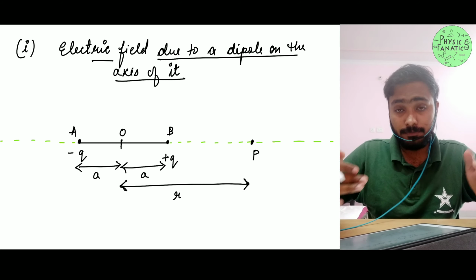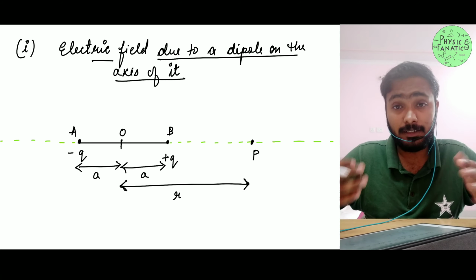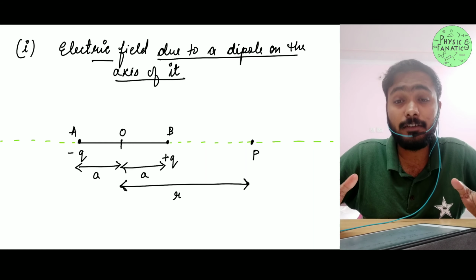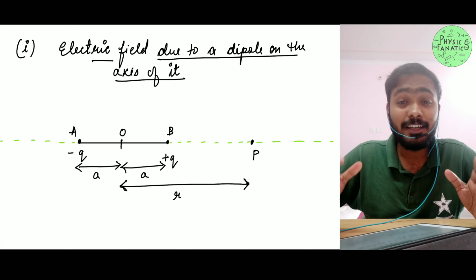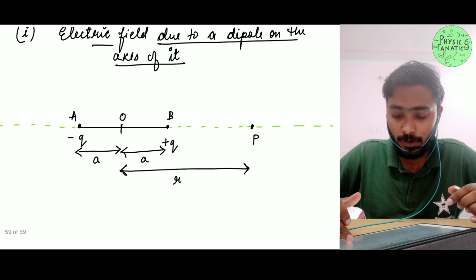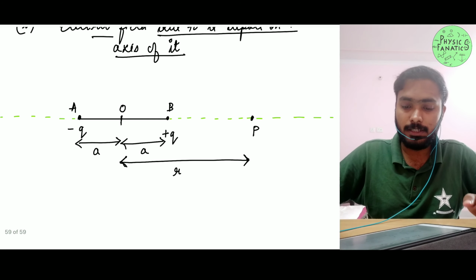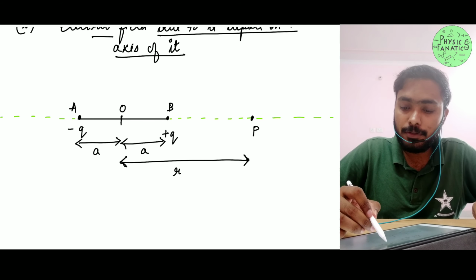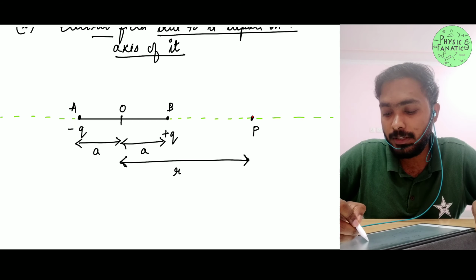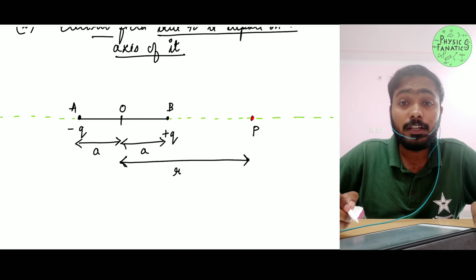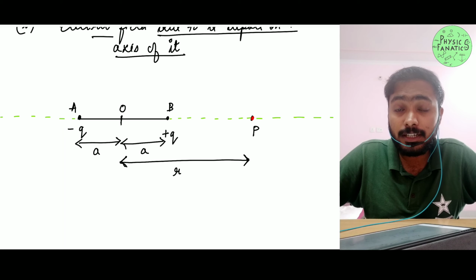Now from here on it will be mathematical, so you need to be very careful and understand it so that you can move forward. First thing first, I am supposed to find the electric field at point P. How am I supposed to do it?